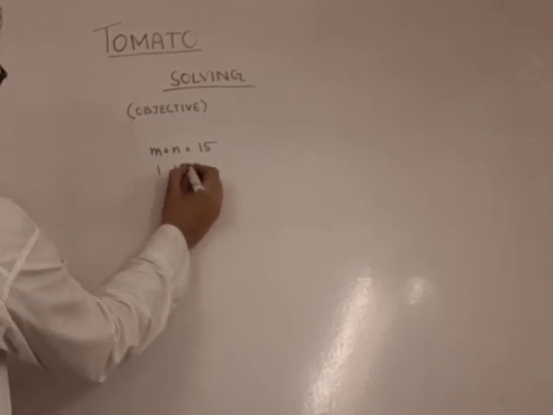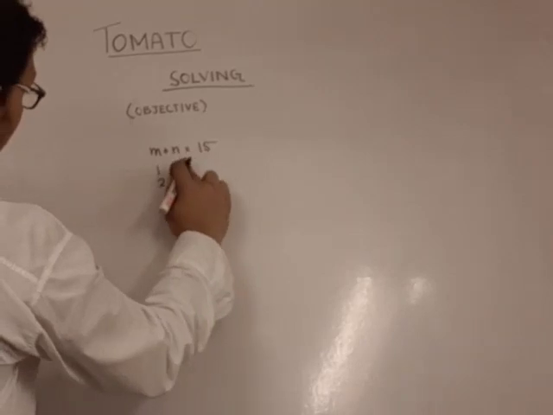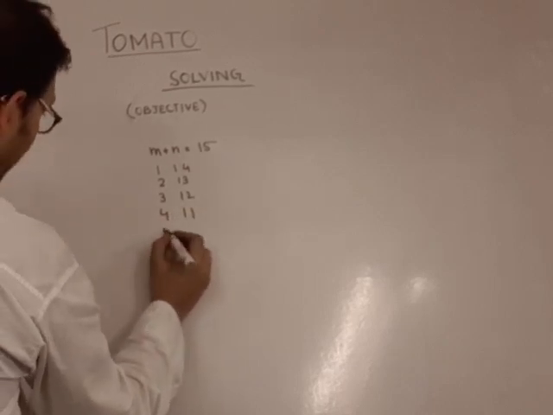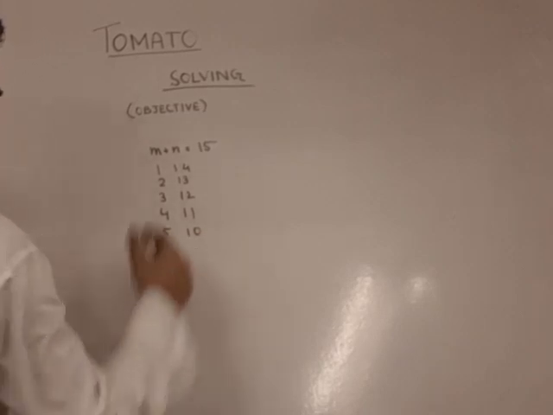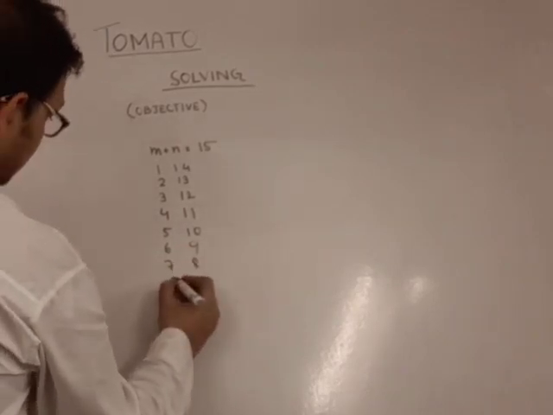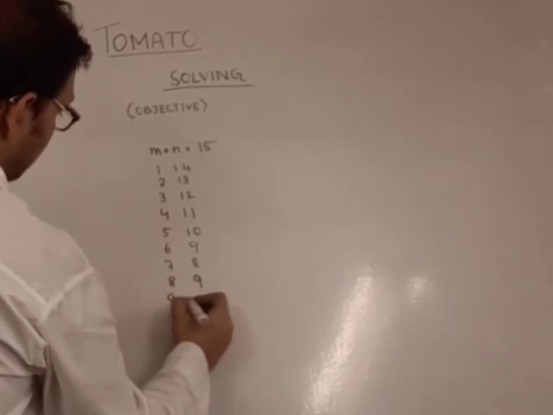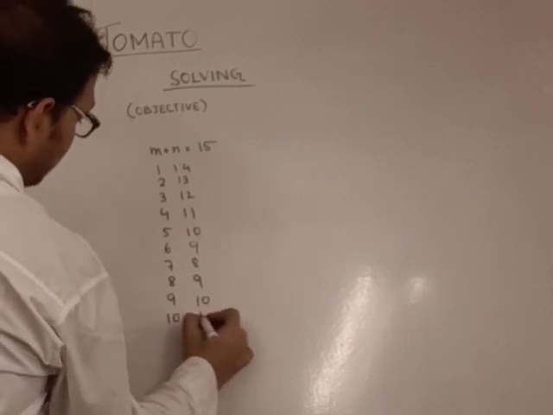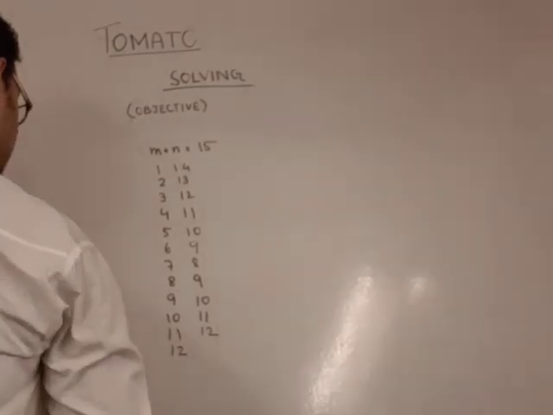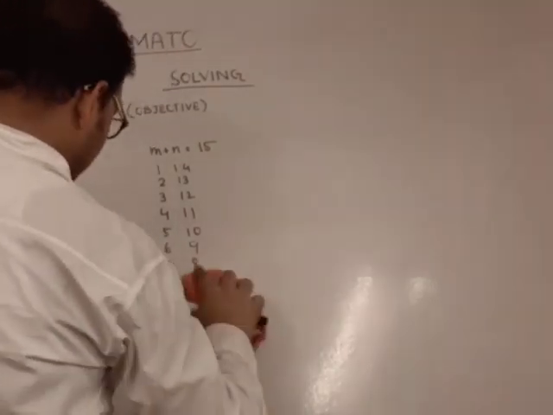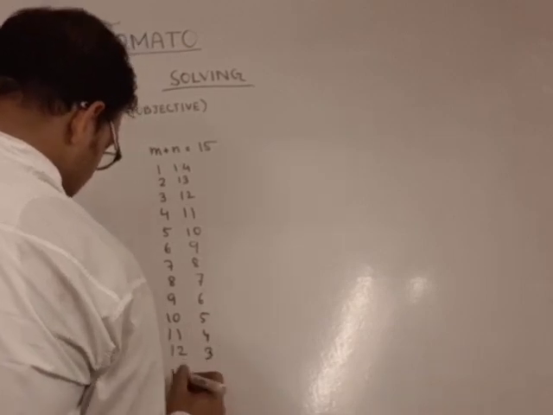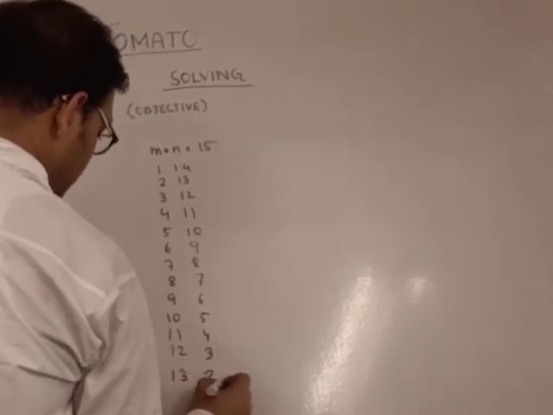1 14, 2 13, 3 12, 4 11, 5 10, 6 9, 7 8. I'm just listing out the possible values of m and n. Sorry, I am just listing it out in a very wrong order. So after 7 8, it will become 8 7. I just listed it out of order. 8 7, then 9 6, then 10 5, then 11 4, then 12 3, then 13 2, then 14 1.